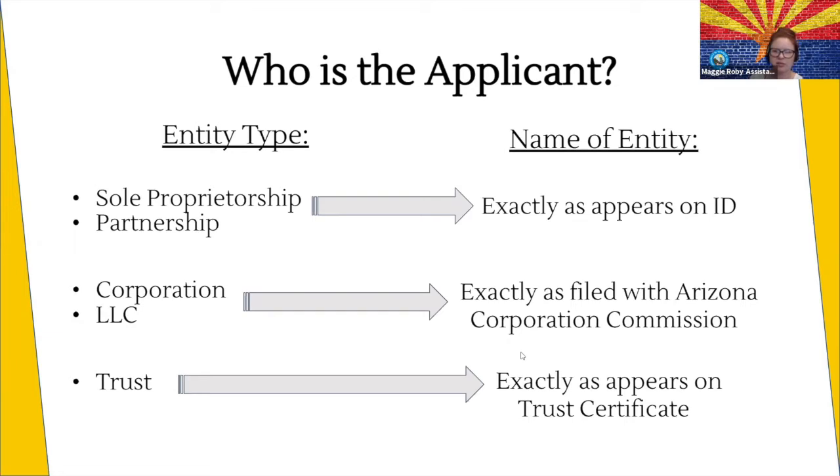So as you can see here, if you're applying as a sole proprietorship or a partnership, we would need your name exactly as it appears on your IDs. For a corporation or an LLC, the applicant would be exactly as it is filed with the Arizona Corporation Commission. So your entity name would need to match that. And if you are filing as a trust, then we would need the name to appear exactly as it appears on the trust certificate.